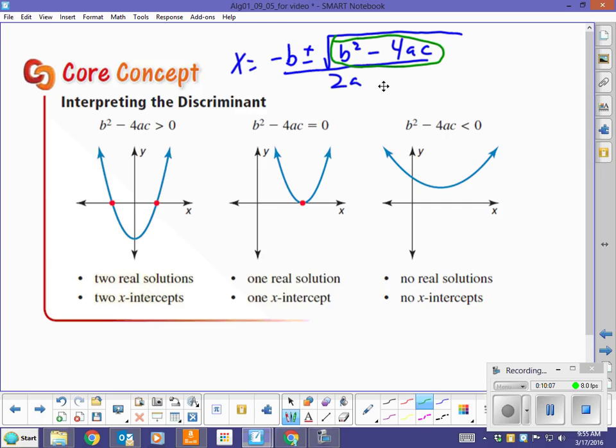And when you're using the quadratic formula to solve quadratic equations, if you get to the point where you realize that this number out here is negative, you can just stop and say no solution. At that point, you're done. So that's kind of a nice thing to know.